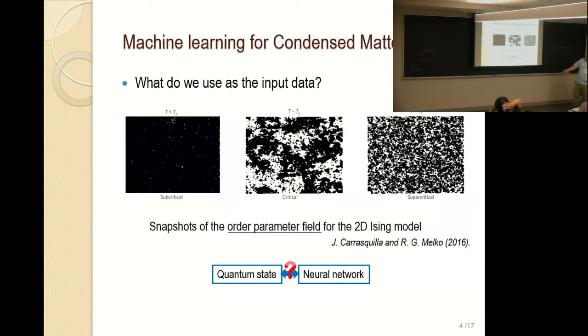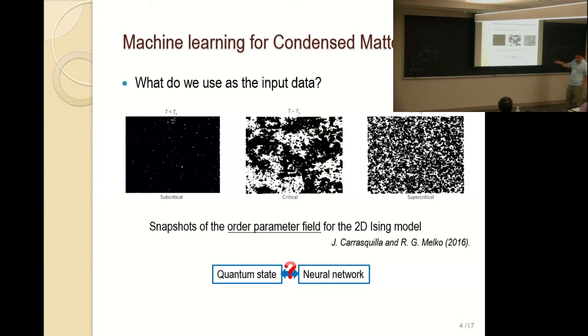Okay, so given that, there have been very recent attempts at using machine learning to characterize condensed matter phases. One of the early examples is using machine learning to characterize the order parameter of the two-dimensional Ising model by Roger Melko and his collaborators.